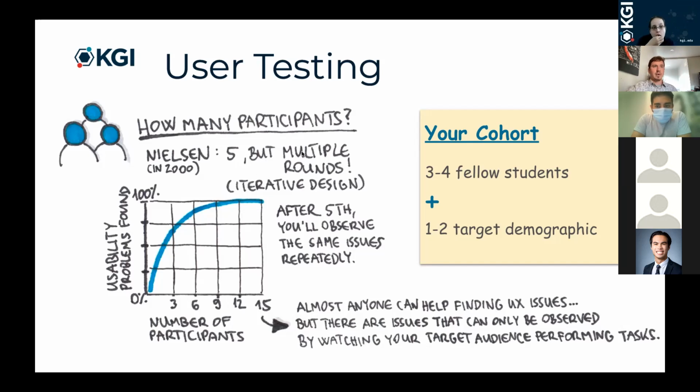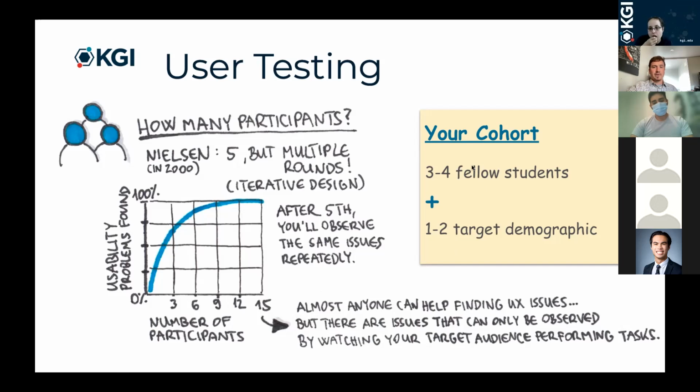So you can show it to them maybe at the beginning, and then you can show the application after you've incorporated their feedback. That can be very helpful to making sure that you actually addressed whatever concerns or interests they might have for the development of your application. And essentially, anyone can really help find UX issues, but there are some issues that can only be observed by watching your target audience. So that's just something to keep in mind.